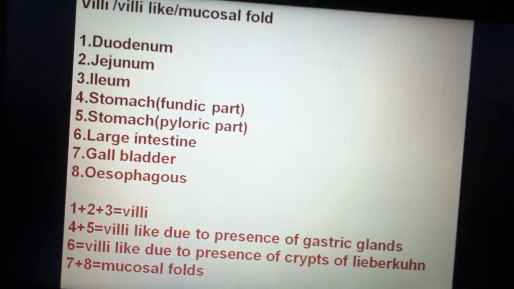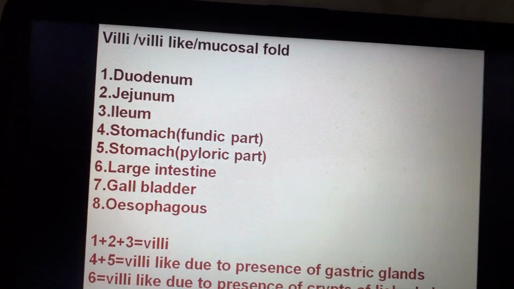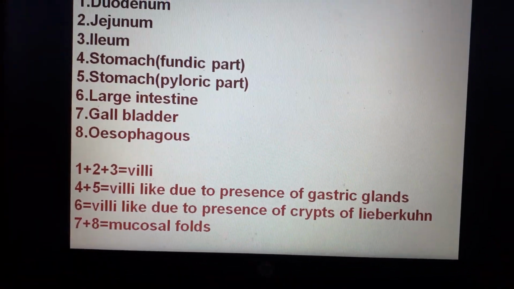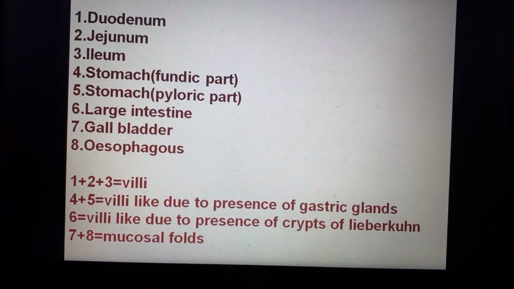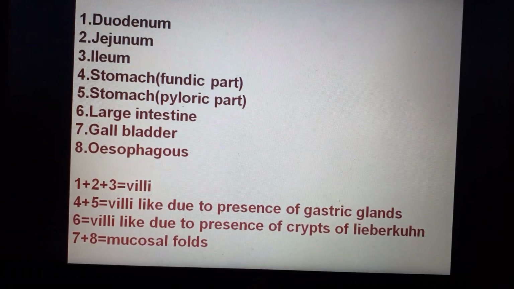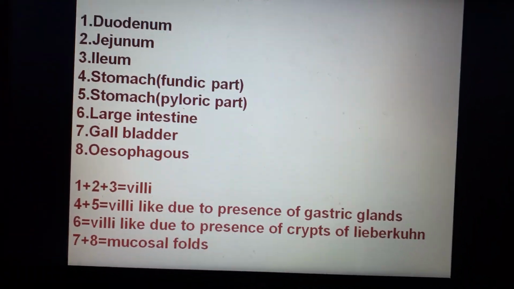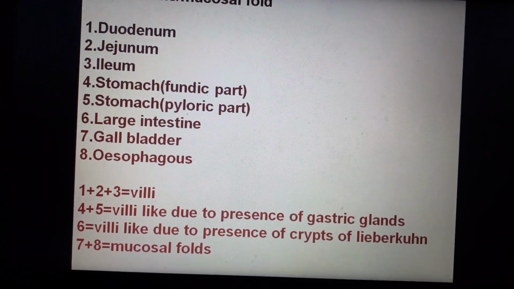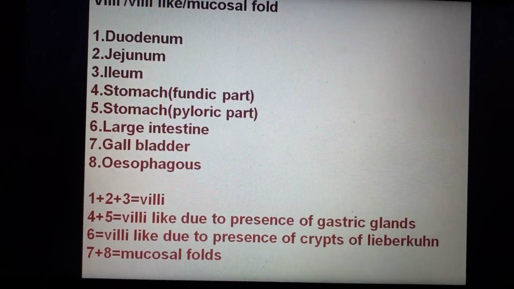And in the large intestine, that is number 6, there are crypts of Lieberkühn, which also look like villi. And 7, 8 are the gallbladder and esophagus. They give rise to mucosal fold.